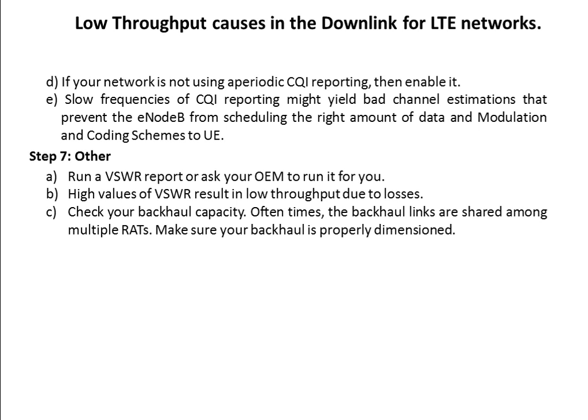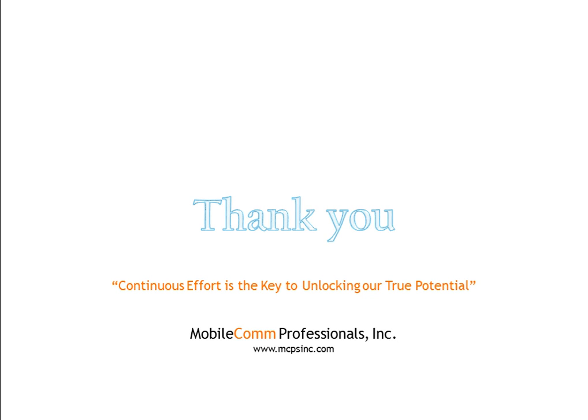Some other reasons could also be there for poor throughput, like VSWR reports or high values of VSWR, or improper backhaul capacity. Those could also be reasons for low throughput. So this way we complete one basic analysis of how we can improve LTE throughput and how we can try to ensure the optimum performance of the network as part of the initial launch of the network.